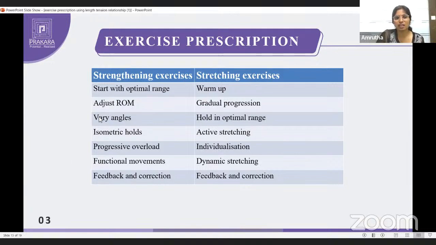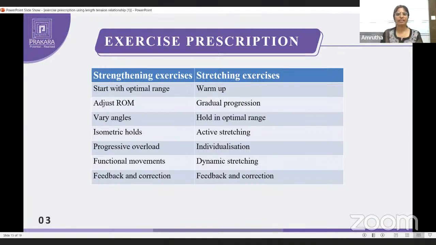Next is adjust ROM. Adjust ROM I have just covered by saying that there is no need for me to go through the full range. When my trainer says I need to do 10 bicep curls, that doesn't mean I need to go throughout the ROM to complete it. Maybe just this much, because this is less painful for me, or because this is giving me more power, so I'll adjust ROM accordingly.